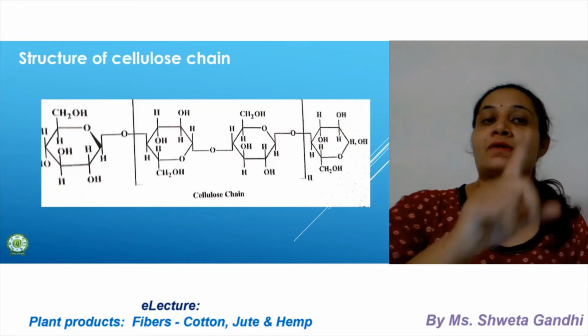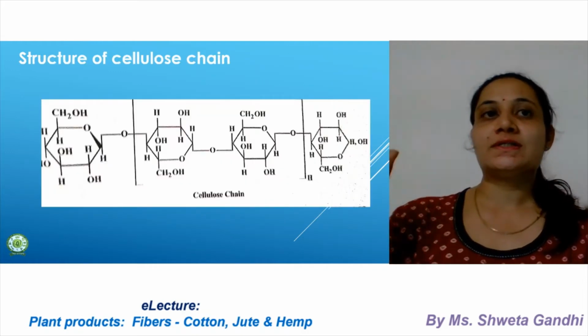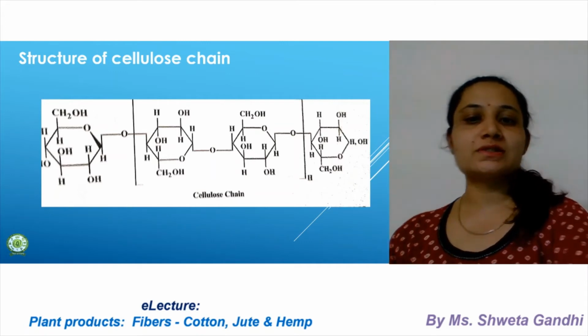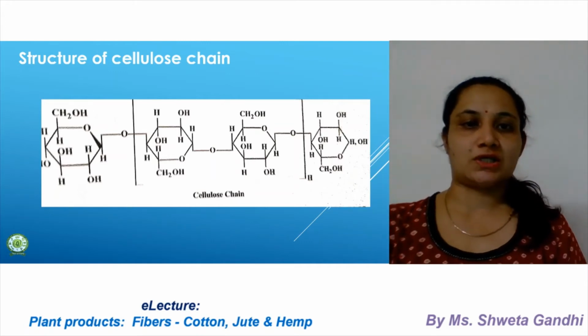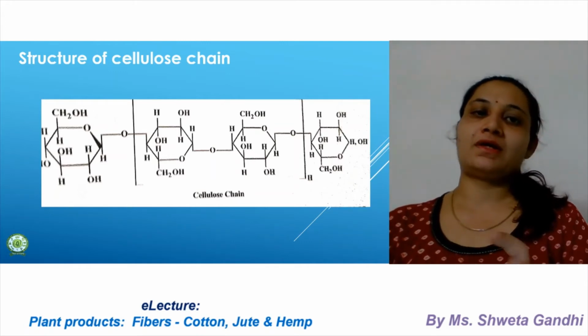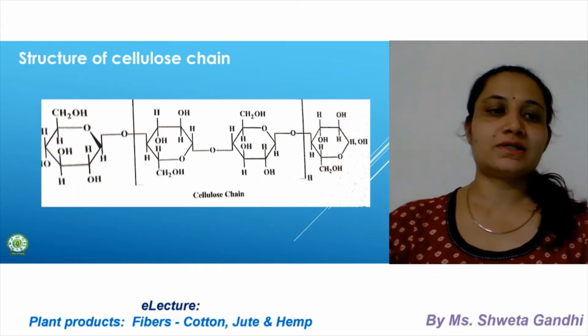Next is, as I have told you, cotton is 90% cellulose. So this is the structure of the cellulose chain. You all should remember it and can also draw the structure.